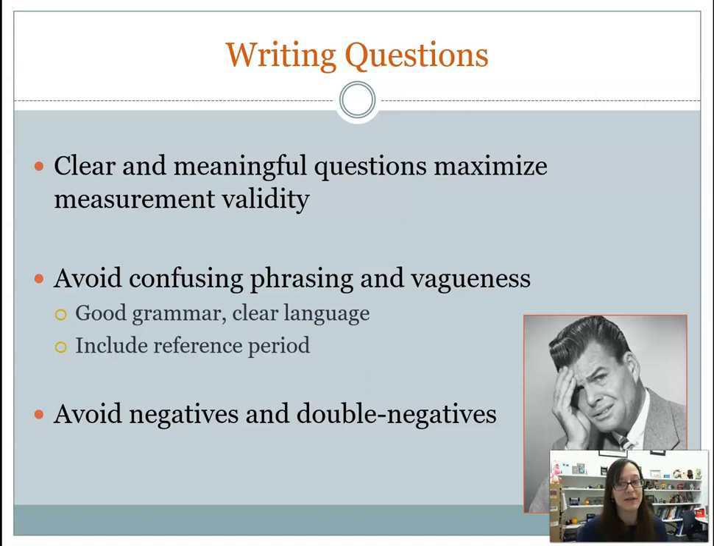And a double negative is even worse, and that's why I've got the picture here of the guy going like, oh, what? Because it would be something like, do you disagree that sex offenders should not be designated as dangerous offenders? And so for that question, if you think they should be dangerous offenders, you would actually say yes to that statement. So it's very confusing. And so you want to avoid that type of language. You want to make things as clear as possible.